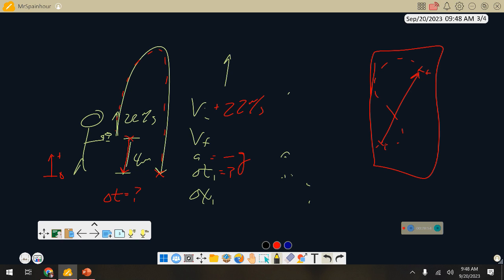Almost negative 4 meters, because it is going down. Students struggle with that. They go, wait, it definitely went further than 4 meters. Agreed, its distance was greater than 4 meters, but its displacement, its change in position, is negative 4.